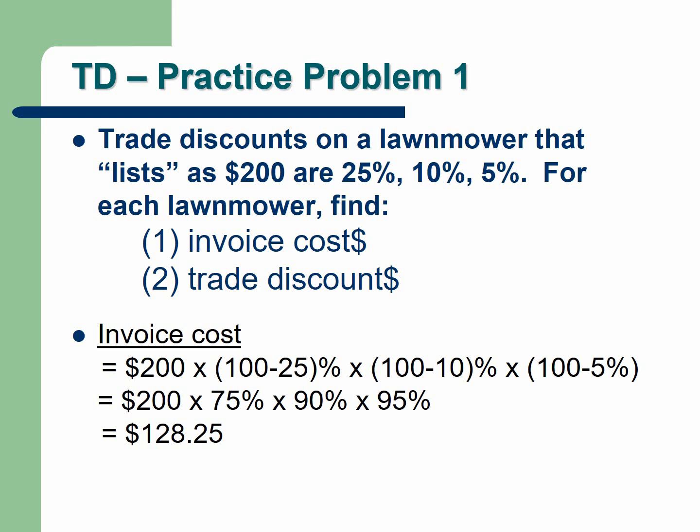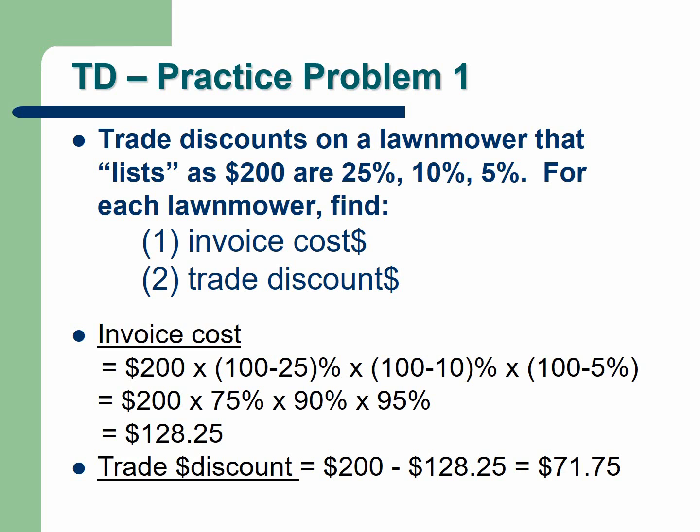So this would be what you need to pay to the vendor after the trade discounts. With the dollar trade discounts, how much was taken off as the trade discount will be the difference between $200, the list price, and this invoice cost of $128.25. So that is $71.75. So as trade discounts, $71.75 were taken off, and as a result, you will have to pay the invoice cost of $128.25 if you don't have any other discounts besides the trade discounts.